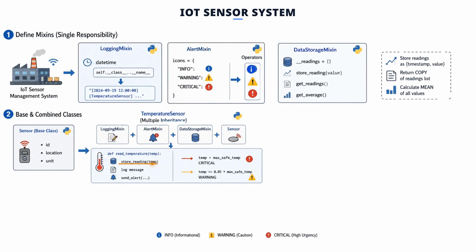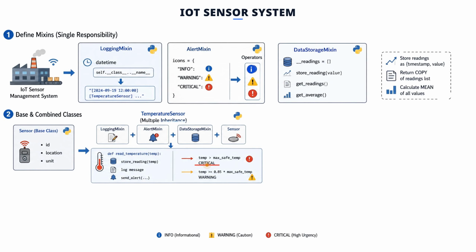It stores the reading using the data mixin, logs the message using the logging mixin, and sends an alert using the alert mixin. Specifically, if the temperature reaches 85% of the safe limit, it issues a warning. But when it exceeds the maximum safe limit, it triggers a critical alert.